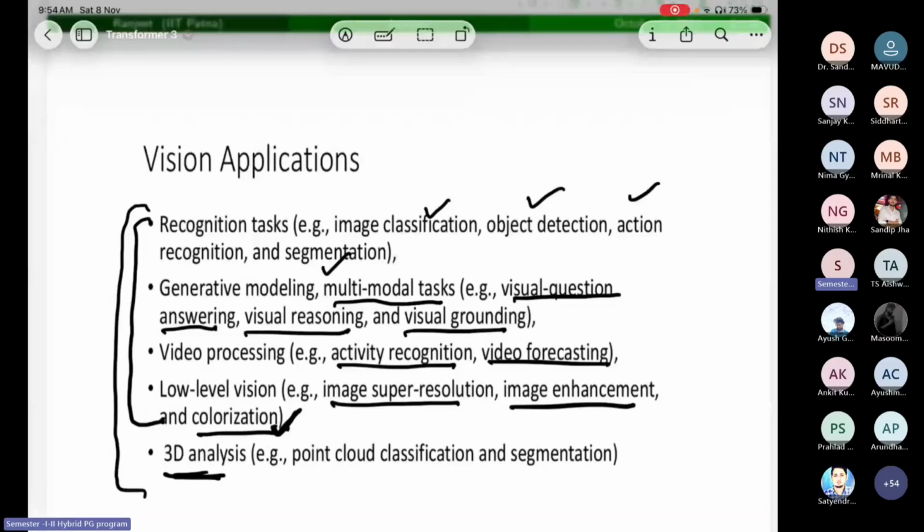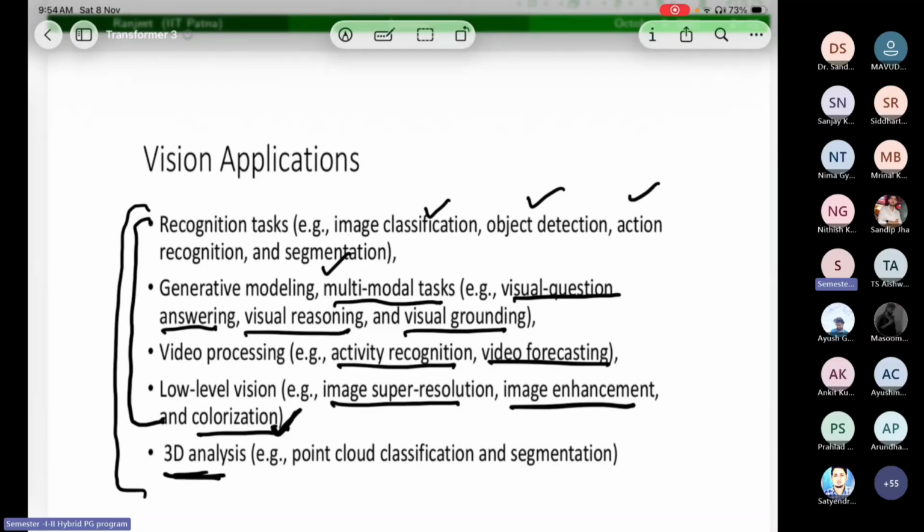So 3D, even nowadays we have 3D because people are interested in it. In our surroundings, our eyes are capable of seeing 3D things, so why should we not have 3D information from the camera too? So 3D analysis is for 3D information or 3D images.